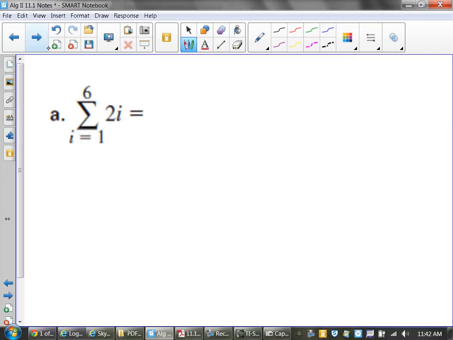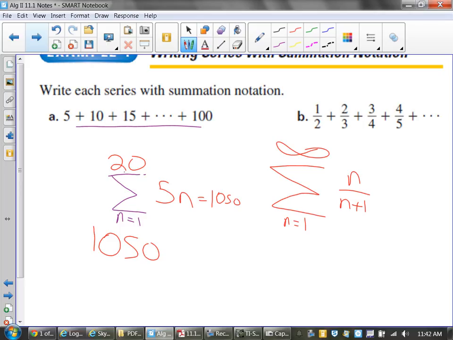N over N plus 1. N starts with 1, so it's 1 over 2. N over N plus 1. Oh, I thought you meant N over N, N. Oh, no. That would just be 2. Yes. Okay. Each and every time.